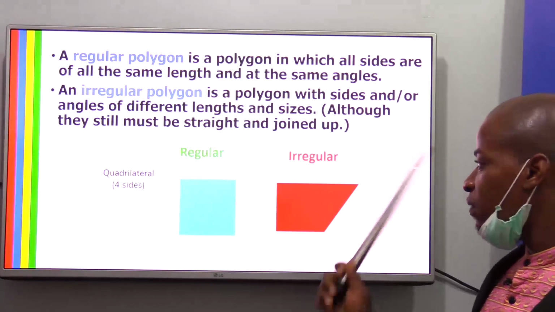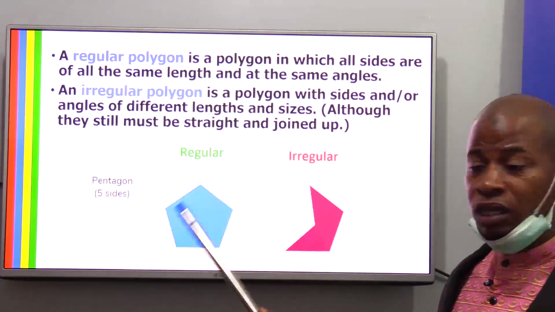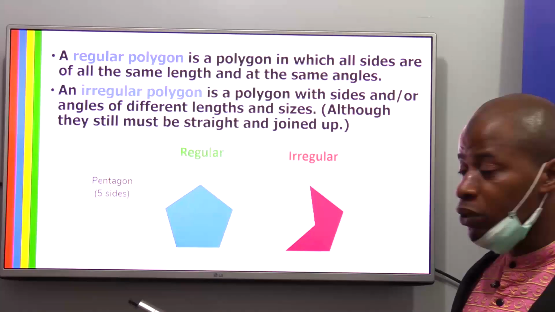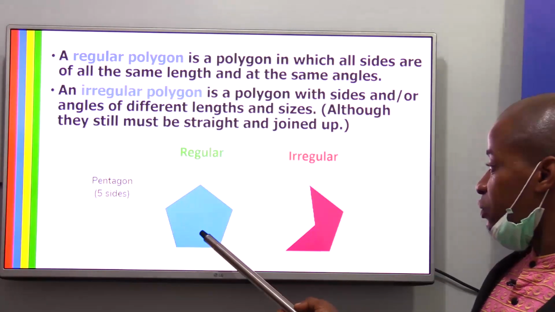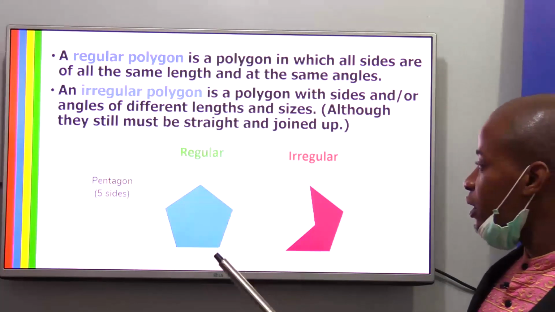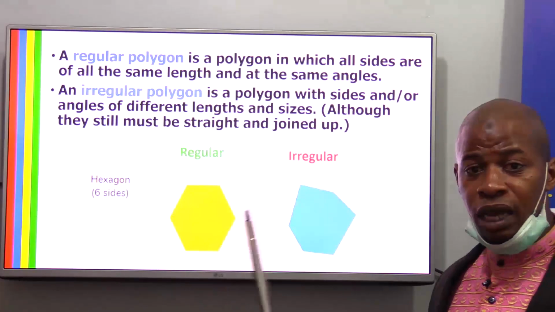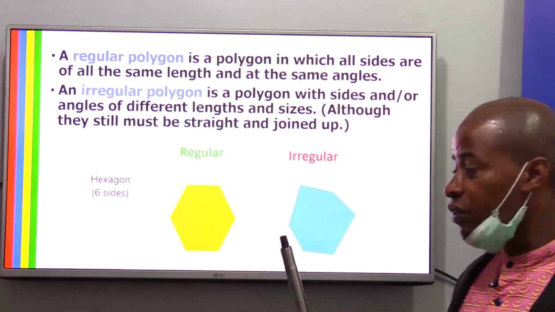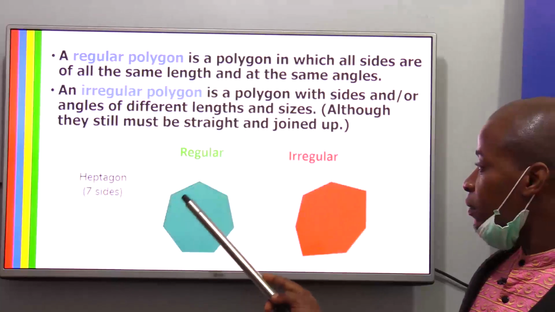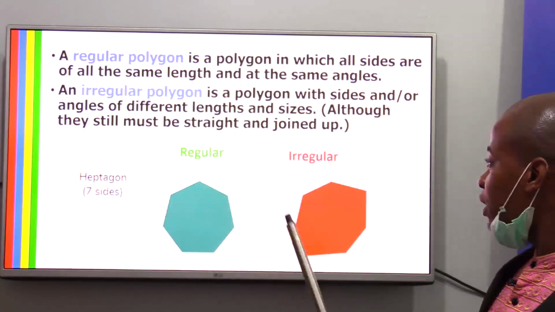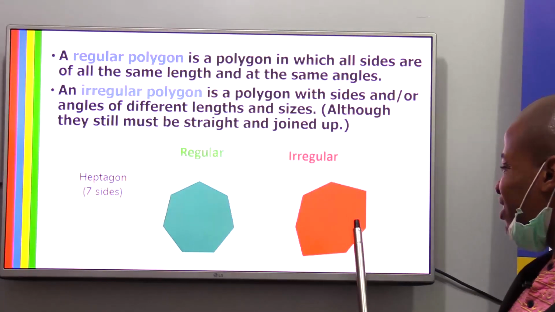4 sides and 5 sides. 5-sided polygons are called pentagons. We'll still come up to that. This is regular and this is not regular. The next one is 6 sides. 6-sided polygons are called hexagons. Do not fret, my friend, we're still coming back to that. 7-sided are called heptagons, and this is a regular one. This is not a regular one.